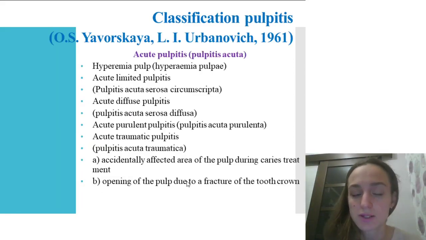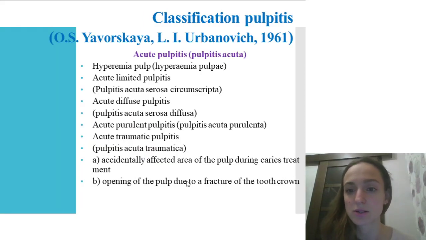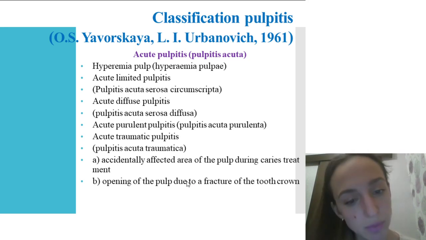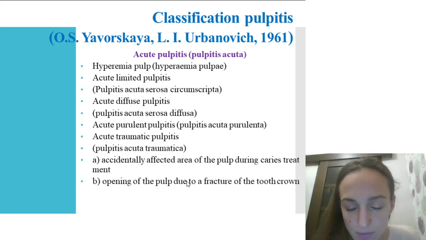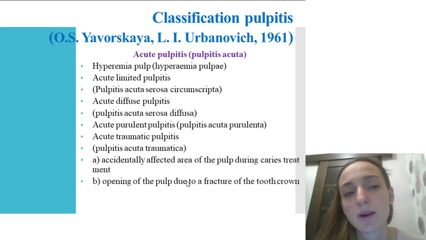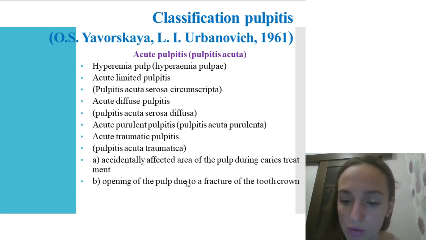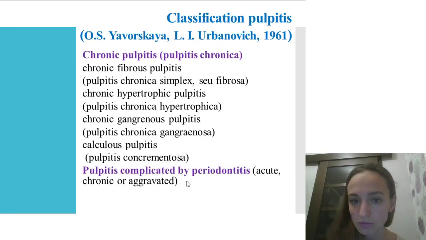Then classification of hyperemia of pulp. It is classification by Yavorskaya and Ubernovich. Hyperemia of pulp, acute limited pulpitis, acute diffuse pulpitis, acute purulent, traumatic pulpitis, and accidentally affected area of the pulp during carious treatment, and opening of the pulp during a fracture of the tooth crown. Then chronic pulpitis: chronic fibrous, hypertrophic, gangrenous, and calculous pulpitis.